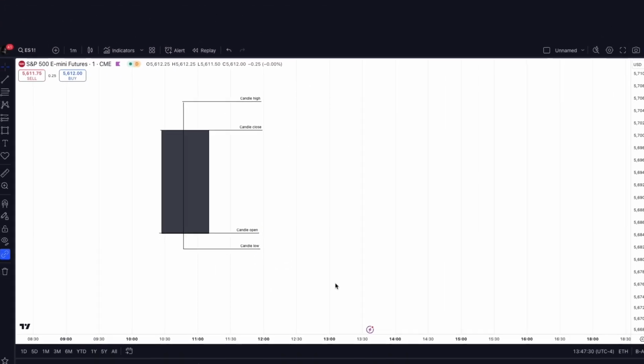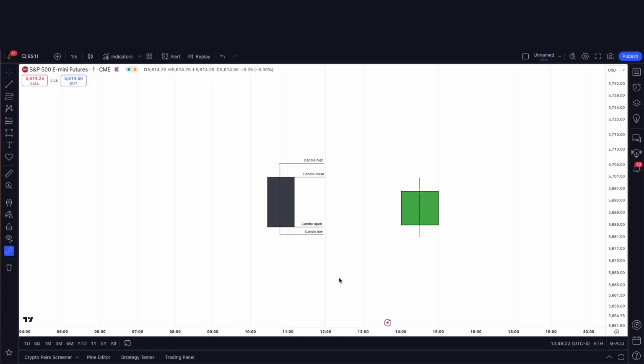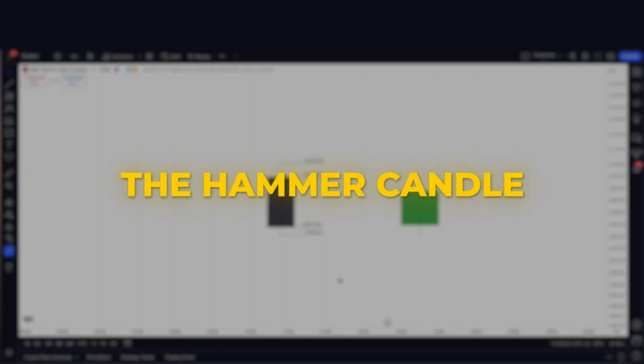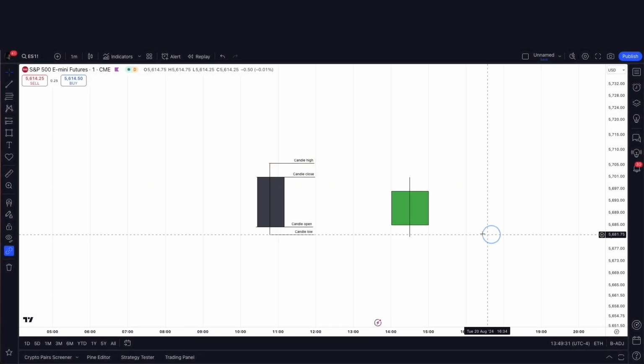These highs, lows, opens and candle closes are going to give us the signs of where price has been and what's most likely next to occur. Let's go over the first one. It's called the hammer candle. The hammer candle is actually quite important in finding bottoms or tops in the market. Let's quickly go over why.